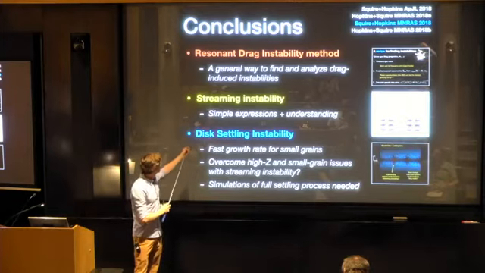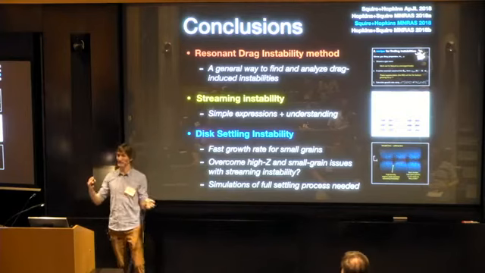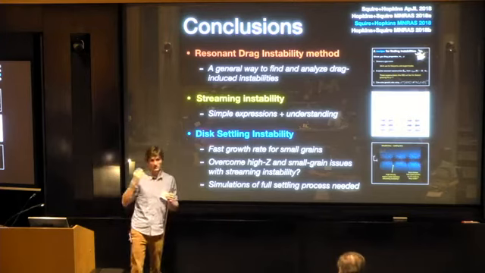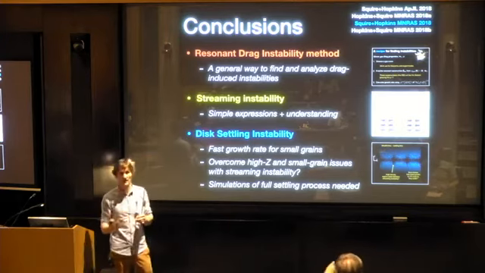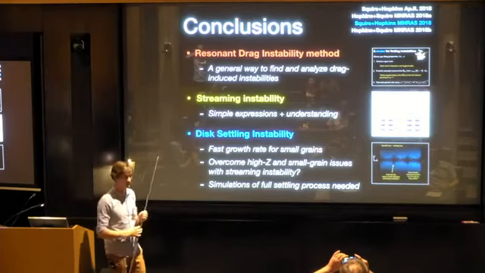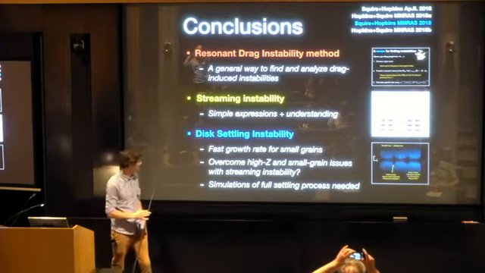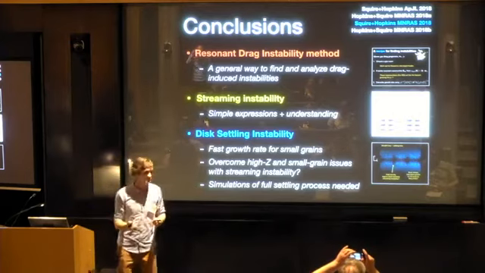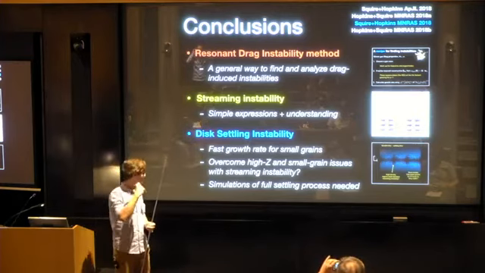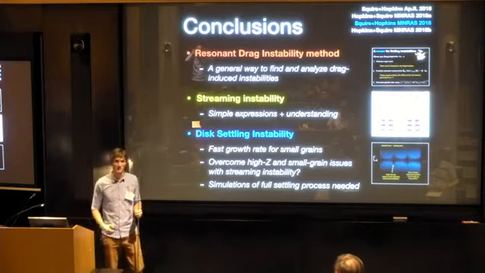Applied to disks, we found the streaming instability fits inside this framework. And this led to simple expressions for its growth rate, how it behaves, and a sort of toy picture for how it works, at least at low metallicity. And then this disk settling instability, a very similar instability with the same type of structure. But its big difference is that it grows fast for small grains as the grains settle, which might be interesting, but we still need simulations to explore this properly.